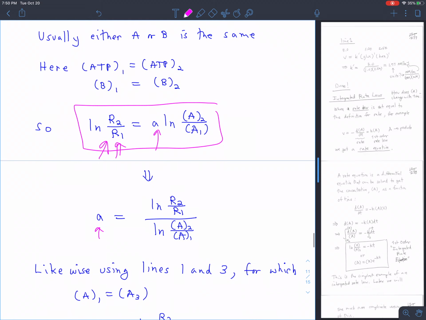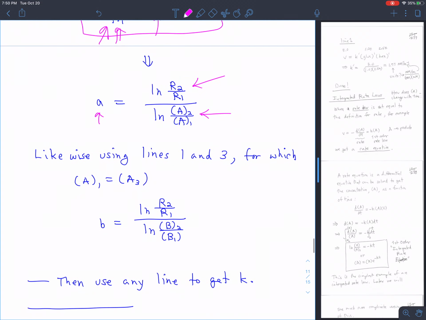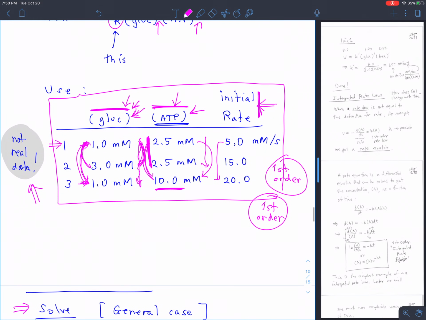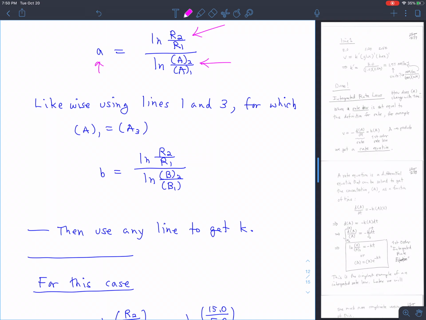So A is equal to the log of the ratio of the two rates over the log of the ratio of the two concentrations. In this case, A is glucose. And if we now do the opposite, if we consider rows 1 and 3, then the glucose concentration is the same for those two rows, and the ATP concentration has changed for those two rows. So doing the same thing, we get the B power, and that's the log of ratios for, that should be 3.